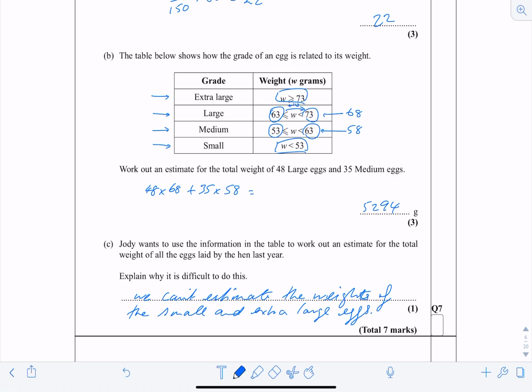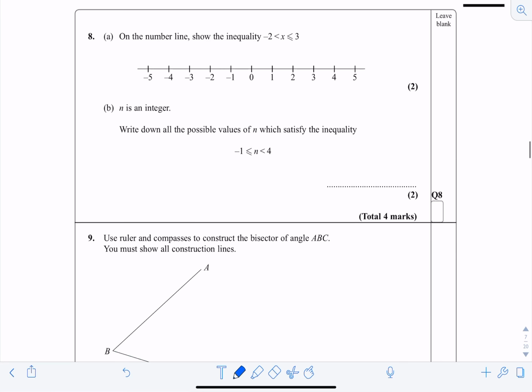Okay, right, let's move on. Question 8. We'll do 10 questions today. On the number line, show the inequality -2 < x ≤ 3. So hopefully you're familiar with this notation, okay?